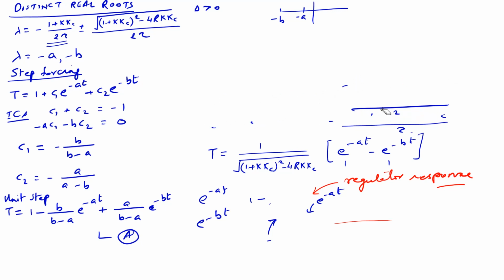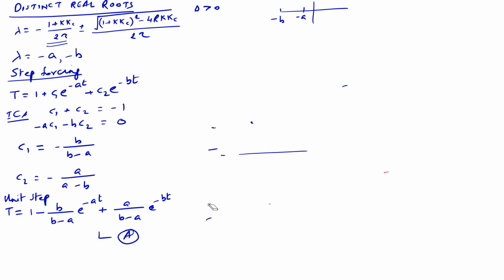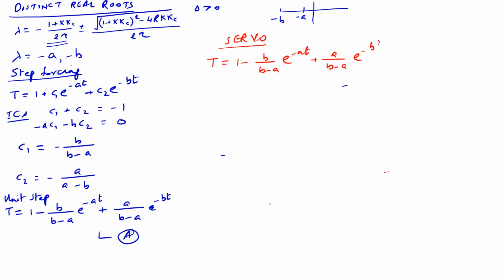and if we do the necessary algebra, hopefully what we will get is, the servo response T will be equal to the right hand side of equation A, which is 1 minus b over b minus a e to the power minus at, plus a over b minus a into e to the power minus bt, plus tau by r times the derivative of the right hand side.